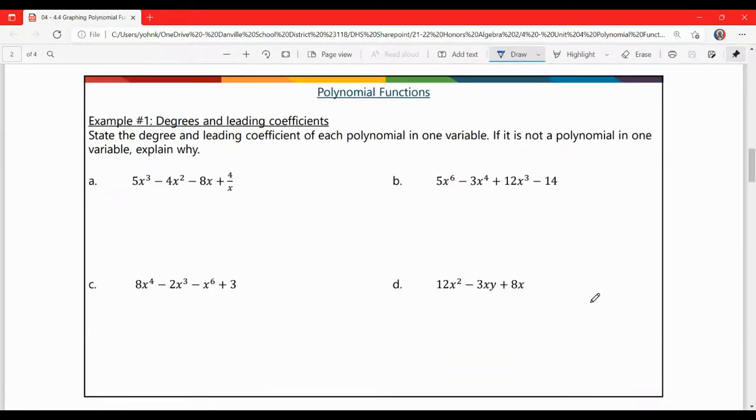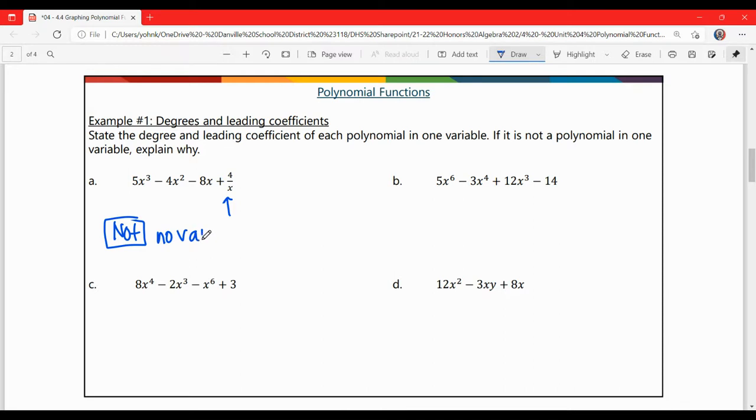So let's take a look at these four functions and see if they are polynomials in one variable. If they are, then we're going to state the degree and the leading coefficient of each polynomial. So if we take a look at letter A, 5x cubed minus 4x squared minus 8x plus 4 over x. This is not a polynomial, and the reason why it's not a polynomial is because you are not allowed to have variables in the denominator. So this is not a polynomial.